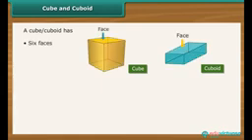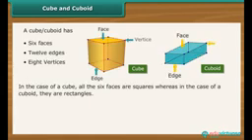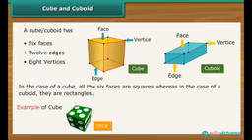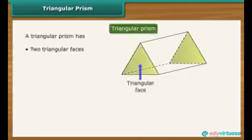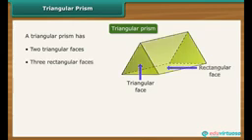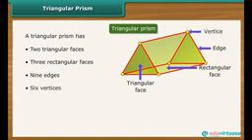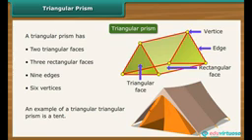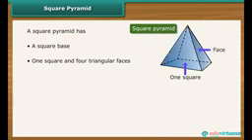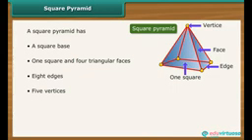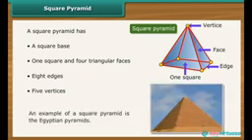Cube and cuboid. A cube or cuboid has 6 faces, 12 edges, 8 vertices. An example of a cube is a dice. An example of a cuboid is a book. Triangular prism. A triangular prism has 2 triangular faces, 3 rectangular faces, 9 edges, 6 vertices. An example of a triangular prism is a tent. Square pyramid. A square pyramid has a square base, 1 square and 4 triangular faces, 8 edges, 5 vertices. An example of a square pyramid is the Egyptian pyramids.